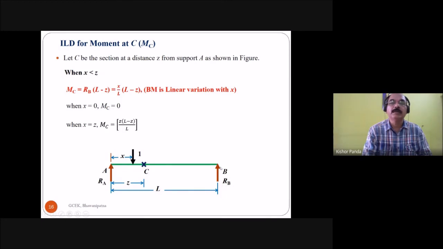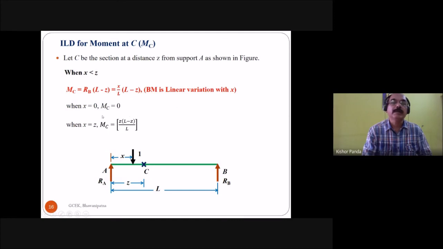RB into this distance. This distance is L minus Z. RB into L minus Z. But you know RB is equal to X by L. This is the bending moment at section C. So MC is equal to RB into L minus Z, which is X by L into L minus Z. And this is the relation between the bending moment and the position. Bending moment is linearly varying with X.